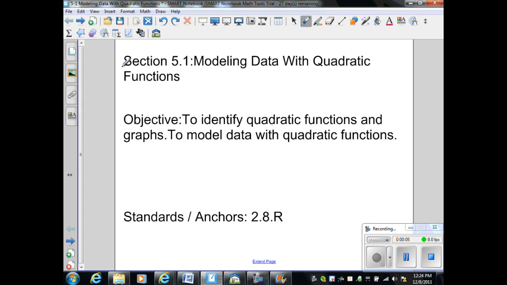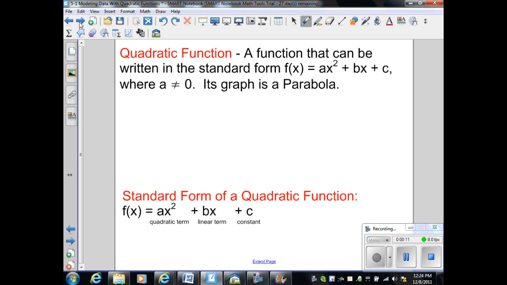Section 5.1, Modeling Data with the Quadratic Function. A quadratic function is a function that can be written in standard form such that f of x or y equals ax squared plus bx plus c. A is the coefficient for our quadratic term because it has an x squared. B is the coefficient for our linear term because the x has an exponent of 1. And c is our constant, where a cannot equal 0.